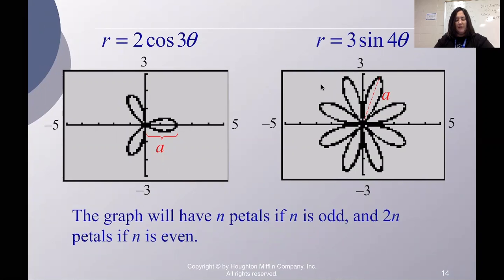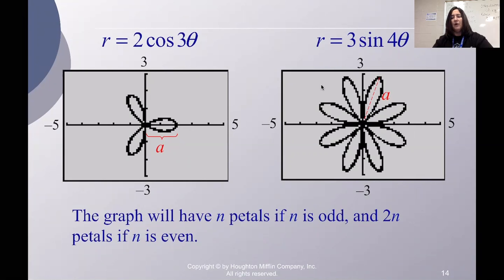Another thing that you can see on the cosine is that your first petal is over top of the positive x-axis, where that does not happen with the sine. Your first petal is in the first quadrant. Another key thing to know is that your graph will have n petals if n is odd. So on the first one, it says 3 theta, which means it has 3 petals. If your n is even, then it has double that amount of petals. So we have 4 theta, notice we have 8 petals.